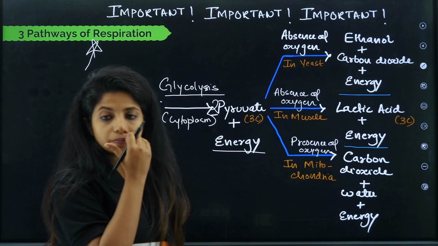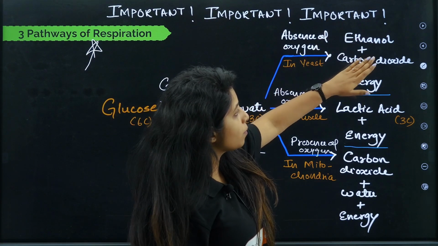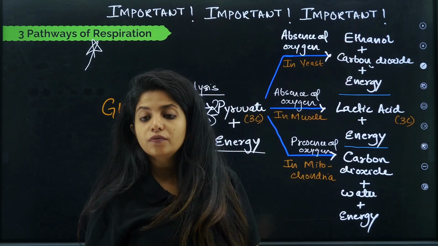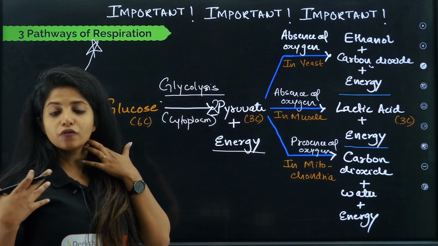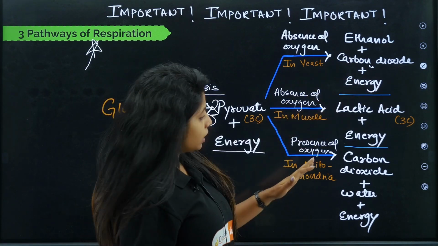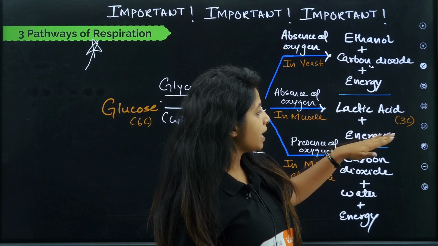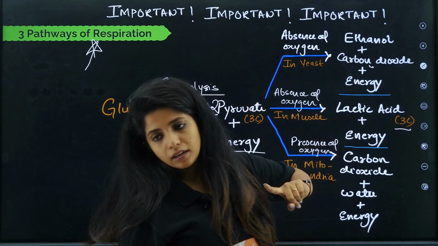Now, in the case of yeast, in the absence of oxygen, ethanol is being formed, carbon dioxide is being formed, energy is being formed. Anyways, everywhere energy will be formed because this whole process is for formation of energy only. Respiration is for energy only, right? But the amount of energy will be way too less. Now, in the case of muscles, in the absence of oxygen, lactic acid and energy is being formed. Again, lactic acid is also a 3 carbon compound.